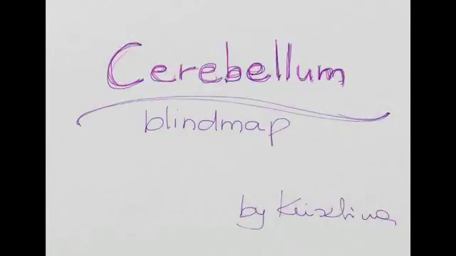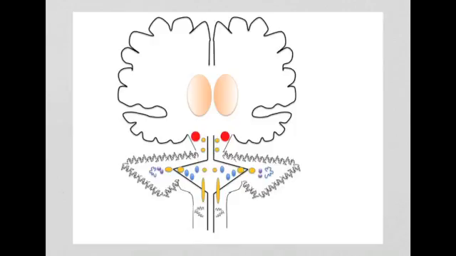To practice the cerebellar functional connections, we will use blind maps. This video demonstrates the cerebellar blind map. This is the coronal section through the brain where the brainstem is also visible. This is a stylized picture, obviously, but it includes all the structures which are relevant to the cerebellar connections.